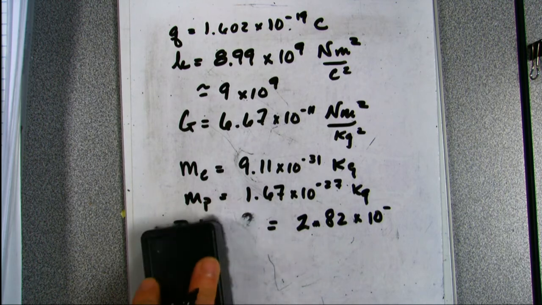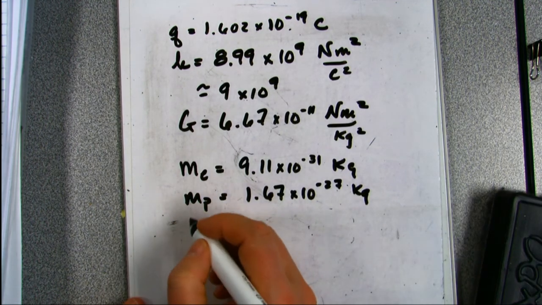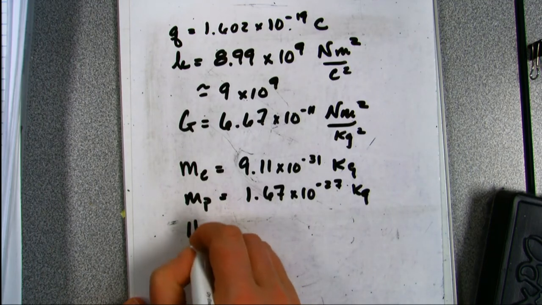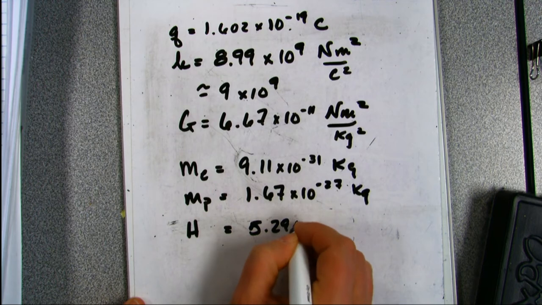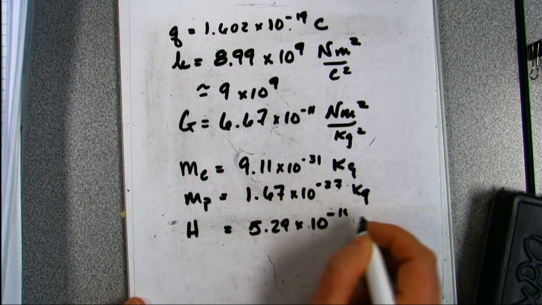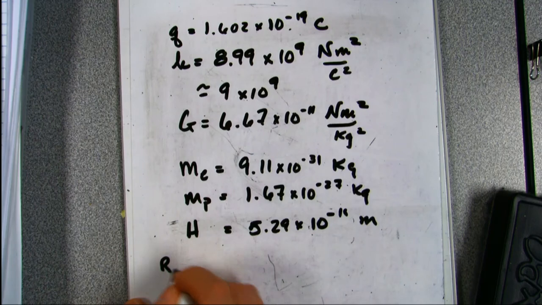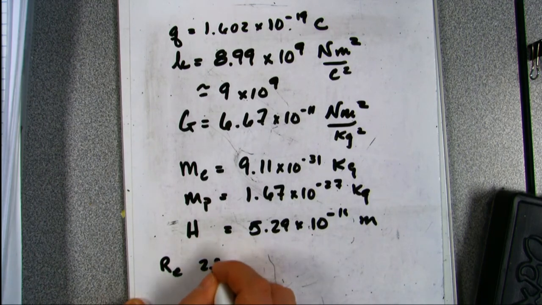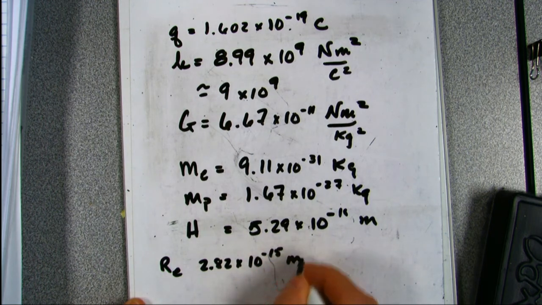No, that's not the Bohr radius. I want the Bohr radius. The Bohr radius of a hydrogen atom is 5.29 times 10 to the minus 11 meters. And if you want it, the radius I was writing down, this is the radius of an electron, is 2.82 times 10 to the minus 15 meters.